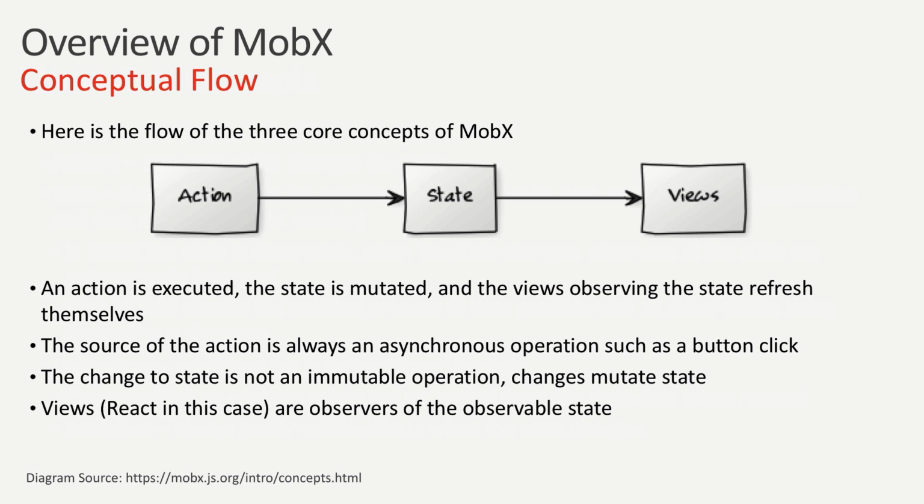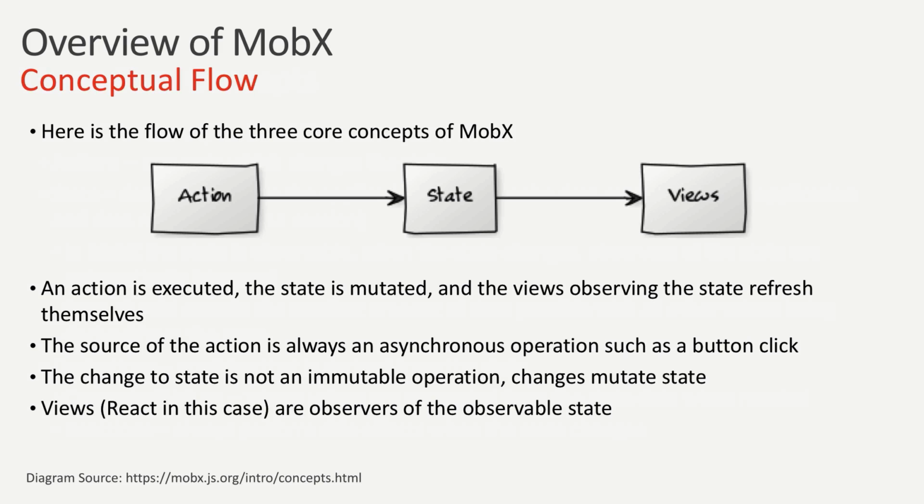So here's a little diagram that kind of shows you how this works. An action enters the system, the state is updated, and the views are then updated with the new state information. So we can kind of summarize it. An action is executed, state is mutated, and the views observing the state refresh themselves. Now, the source of an action is always going to be an asynchronous operation in the web browser. This is not a MobX thing, it's just how things work in a web browser.